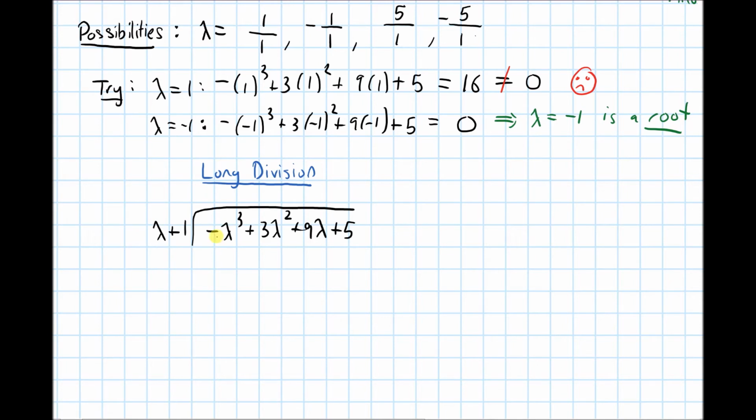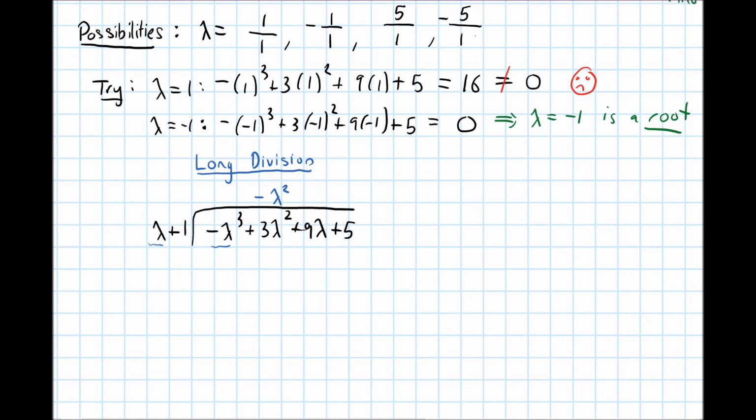Okay, so what I do first is I need to multiply lambda plus 1 by something so that when I multiply that thing by lambda, I'll get the negative lambda cubed. So I need to multiply by negative lambda squared. I like to put the negative lambda squared above the similar degree term below it. Let me space this out a little bit more. If we wanted to write the negative lambda squared above the negative lambda cubed, there's nothing wrong with that. I just personally like to write the matching degree terms above each other. Okay, so now I multiply the negative lambda squared times the lambda plus 1.